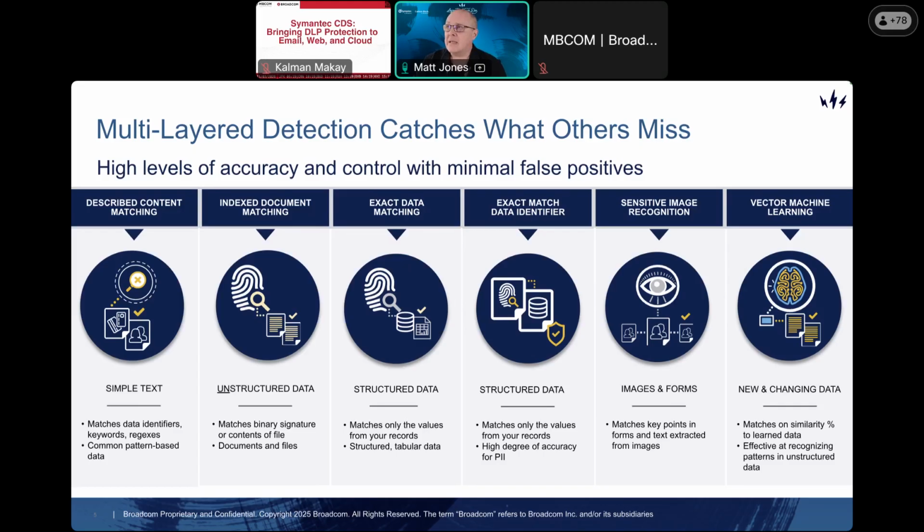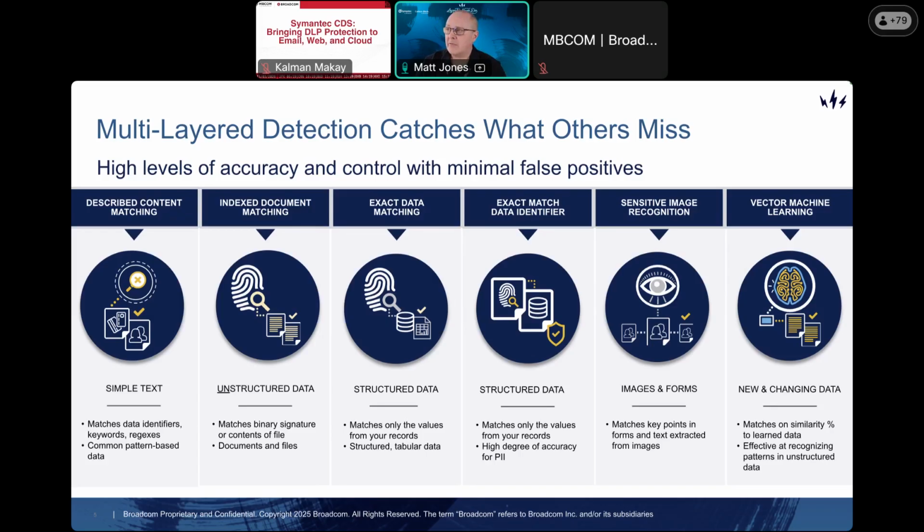And then sensitive image recognition, sort of spoke about that before. So images and forms, like I said before, we were kind of blind to that, but now with the OCR capabilities, we can look into those images. And it's useful for things like CAD drawings and that kind of stuff where it's difficult to pull out that text. And then vector machine learning.